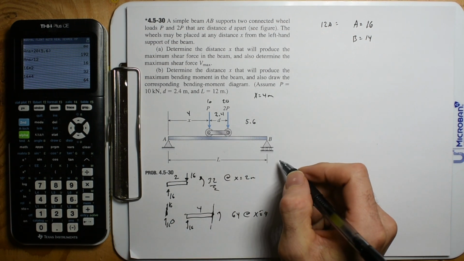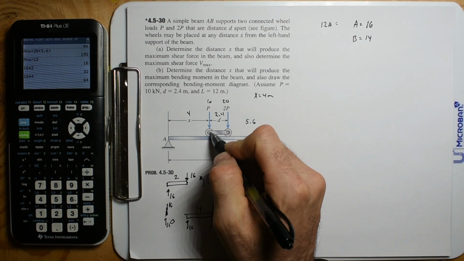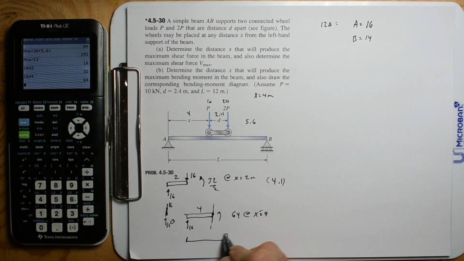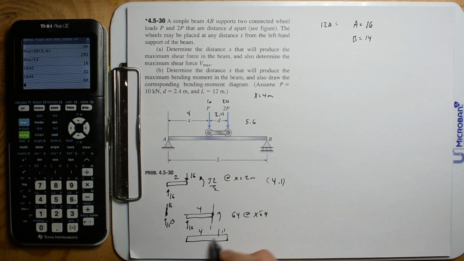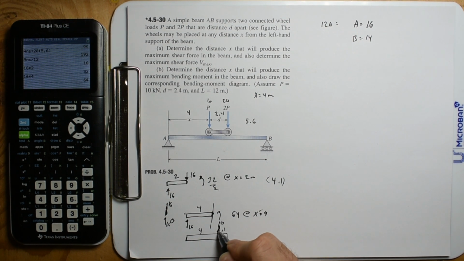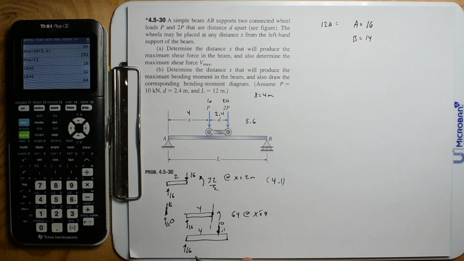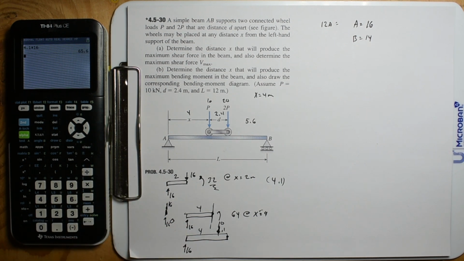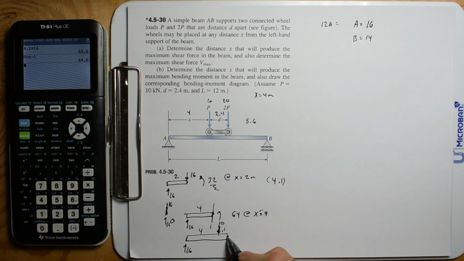Now let's go to 4.1 meter. We are going to have a 10 down here, and we're going to have a 16 up. We're going to sum the moments about here. So we're going to have 4.1 times 16 minus 1. This is interesting because we might have a spike. Do we have a spike in the moment? No, we're just at 64. So right here we're going to have 64.6.